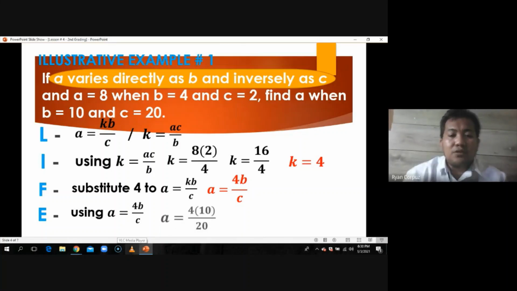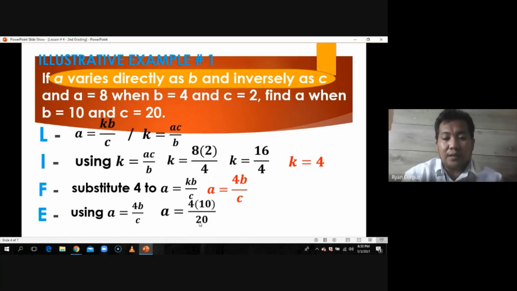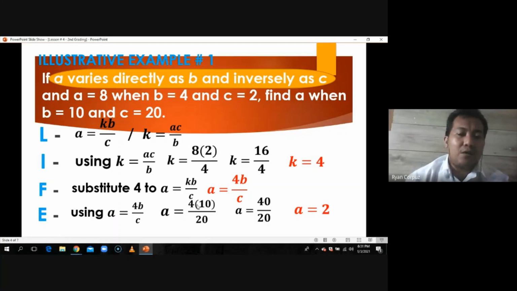So we do have here A is equal to 4 times B. B is 10 over C, which is 20. So we can multiply, that's 4 times 10. That would be 40 over 20. And 40 divided by 20 is equal to 2. So the value of A that we are looking for in the problem is equal to 2. So, that's how we answer example number 1, which is a problem involving combined variation. Any questions?